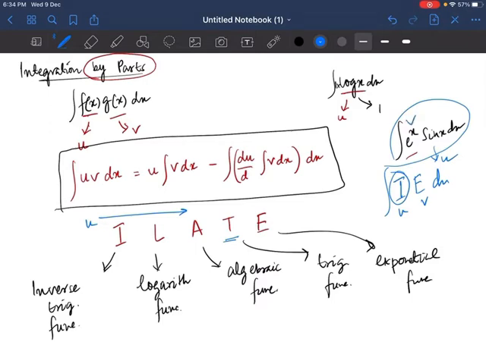So like this way we will select u by this order, ILATE. Okay. So this is how we select. Actually, these are the two important things which you need to know for integration by parts, and the rest is all easy. So first step is you have to select a u. Then my next step will be the formula of integration by parts. Okay, let's start with a question.